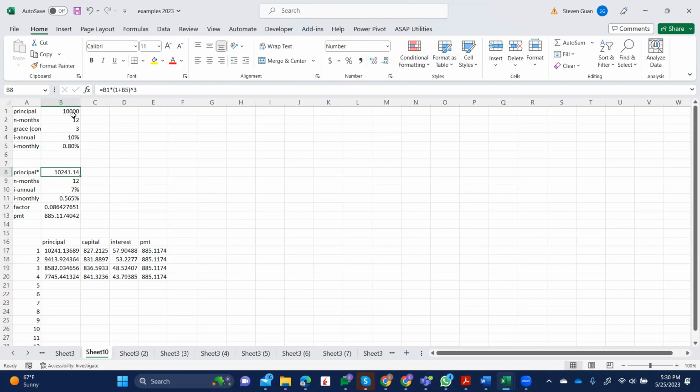I repeat again. So what I've done, this is the data I have. I have a principal of $10,000. I have 12 months, complete grace 3 months, annual interest rate 10%, my monthly interest rate 0.8%. So what I'm doing is what I've done before. I'm computing what is the value of this $10,000 up to 3 months. So it's going to be this number multiplied by 1 plus this number, power 3, because this is monthly. Right?